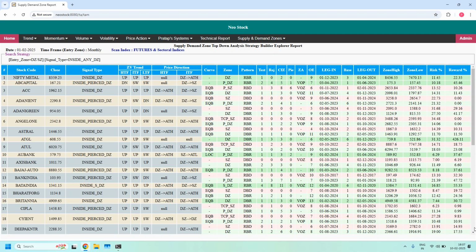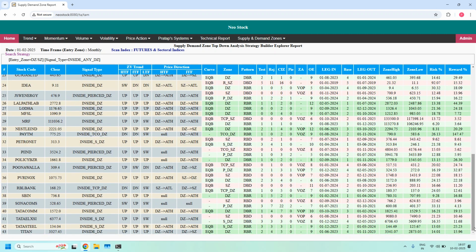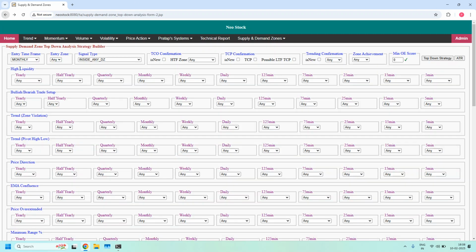Scrolling the list down, so total 43 stocks are filtered. Out of these 43, how many of these monthly demand zones are having monthly EMA confluence? Let us filter based on that.